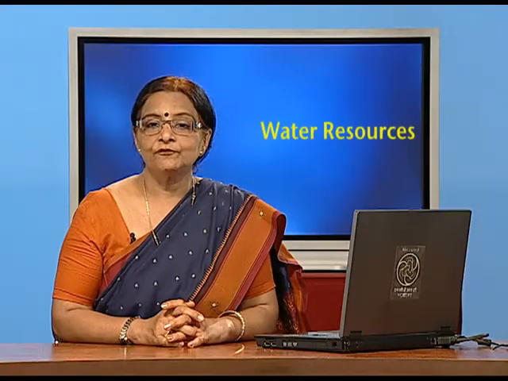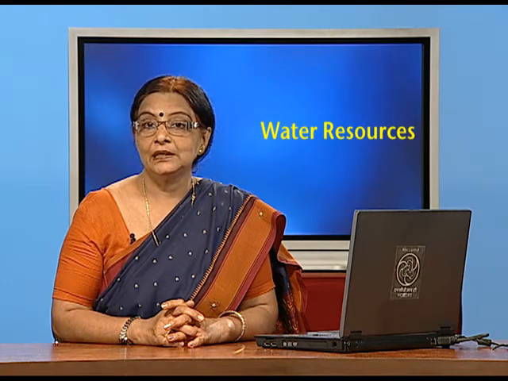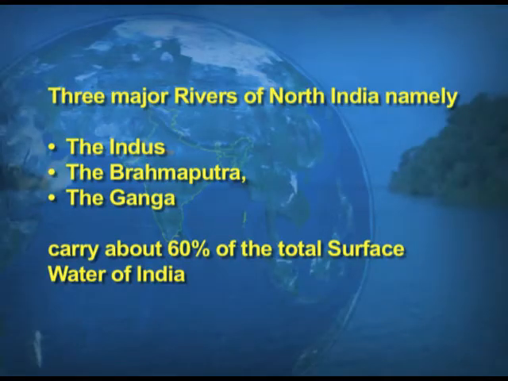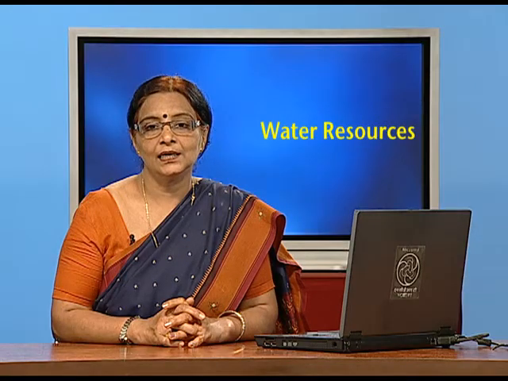And there are a few major rivers in the northern part of India, namely the Indus, which is on the western side, the Brahmaputra, the mighty river on the eastern side of the country, and the most sacred river of northern India, that is the Ganga river.